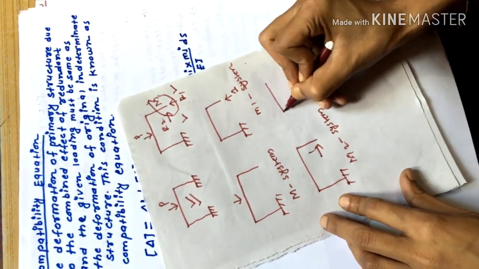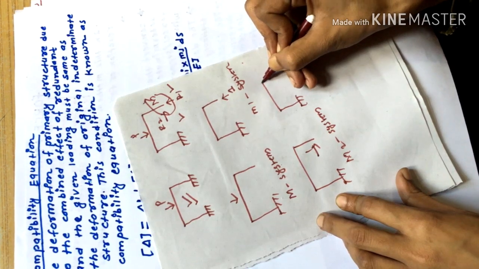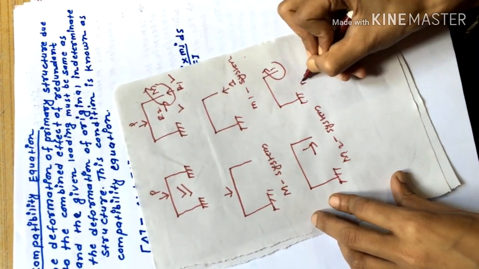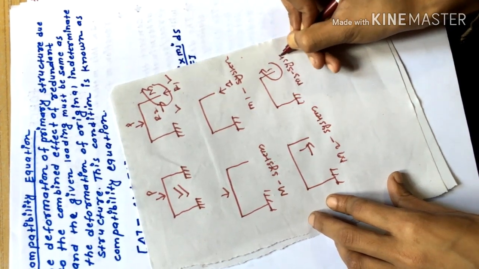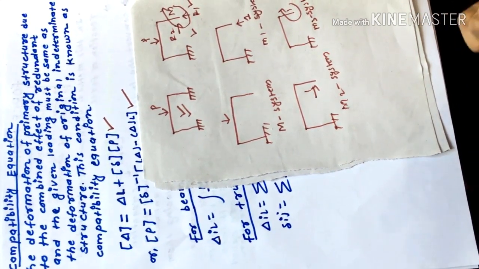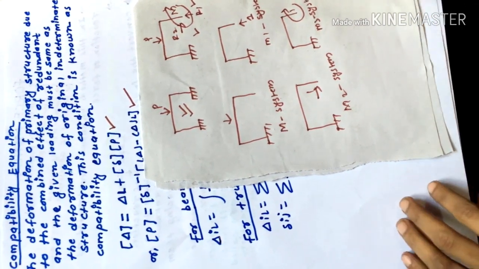Next, replace the moment with unit, that is 1 kilonewton meter. This is the M3 system. In this way we can analyze. This method is also known as the compatibility method because the force method provides extra equations through the compatibility equation. So this method is also known as the compatibility method.